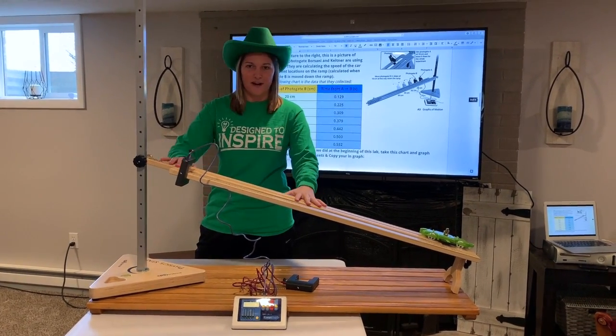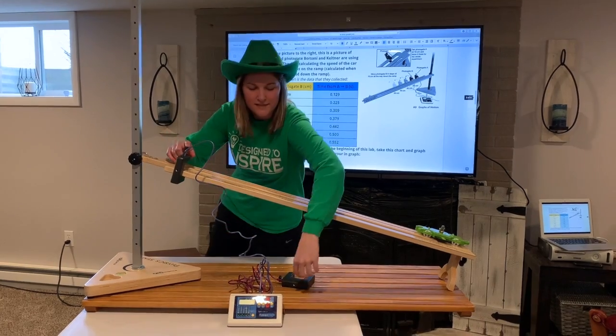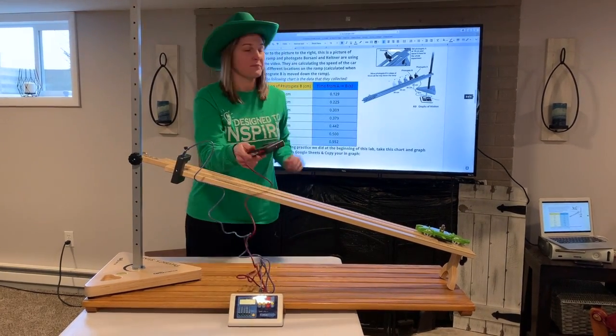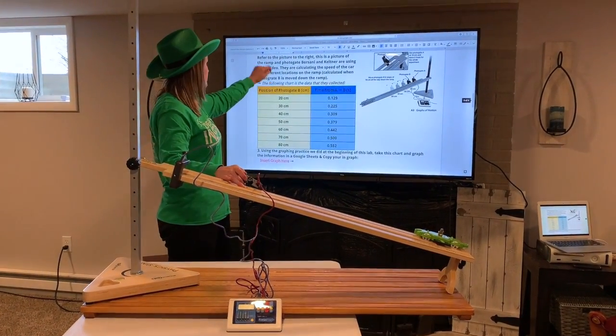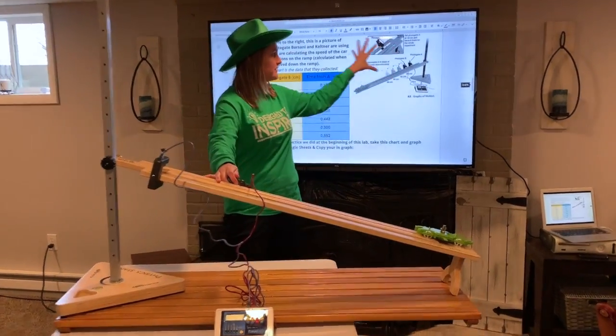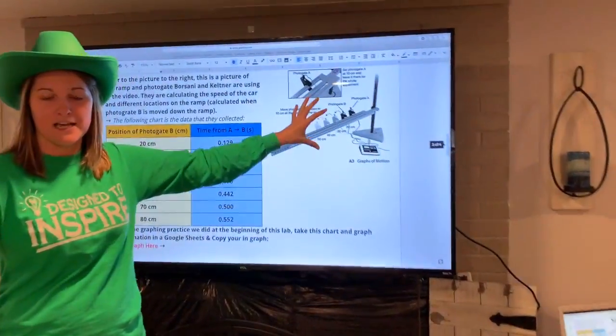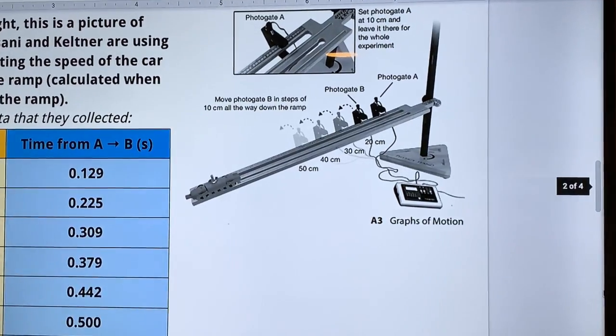So here is our ramp. These are called photo gates. This is our photo gate B. As we read through here, it says refer to the picture. So this is giving you the general idea of what this is. And then this is obviously our model.